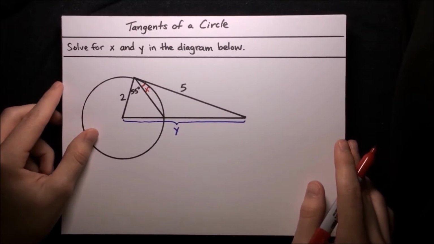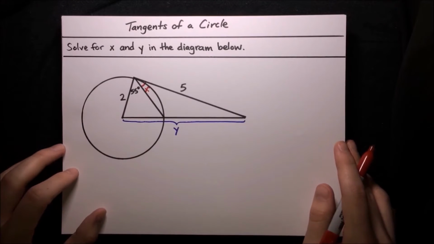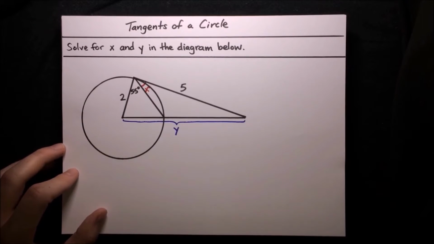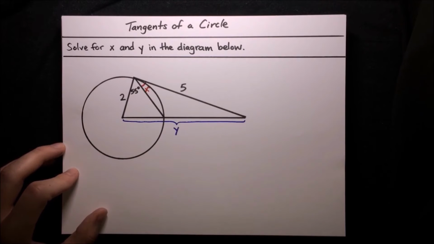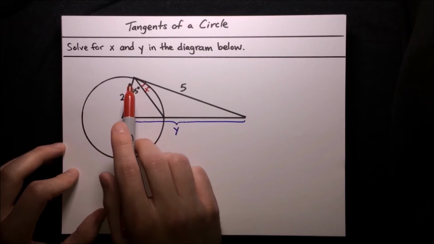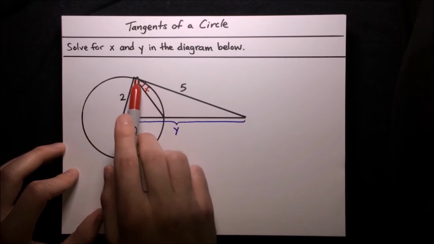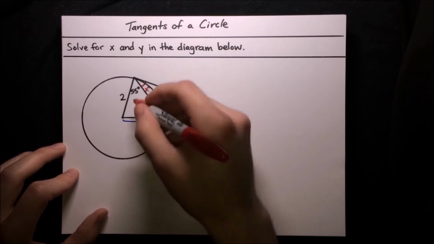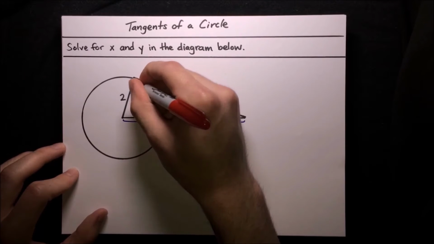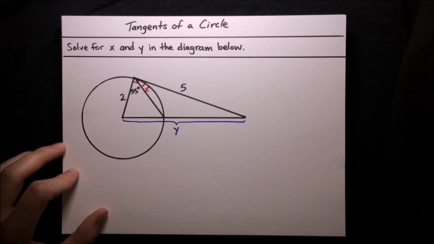Alright, so let's go ahead and work a problem. We want to solve for x and y in the diagram below. X is an angle adjacent to this 55-degree angle, and y is the side length of this base of the triangle. Also notice that the triangle's other two legs consist of a radius of the circle here and a tangent line to the circle. And hey, what do we know about the radius and a tangent line to a circle? Well, their intersection point makes a perpendicular angle. So this angle right here has to be perpendicular. It's a right angle, it's 90 degrees.